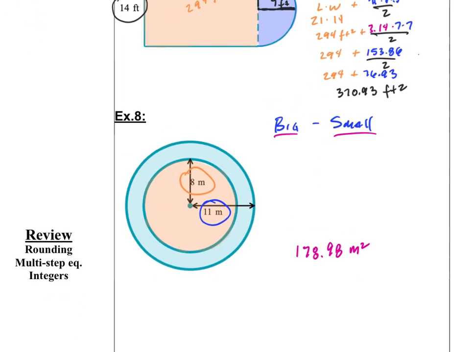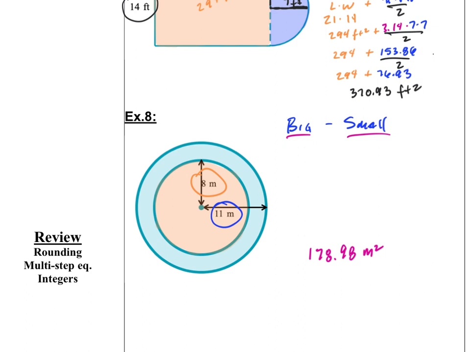Now let's look at this one. Again, we're just taking the big circle minus the small circle. But we're talking about circles, right? So the formula is the same. For the big circle, the radius is 11. So we're going to have 3.14 times 11 times 11 minus 3.14 times 8 times 8, right? Because this is the radius of the small circle. The radius of the big circle is 11. So now we just calculate those.